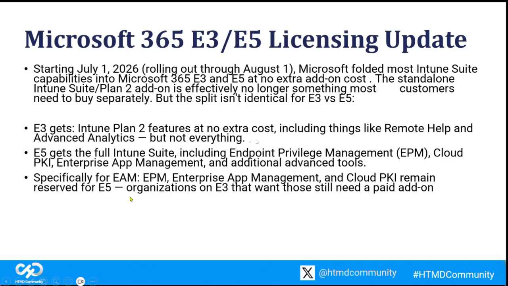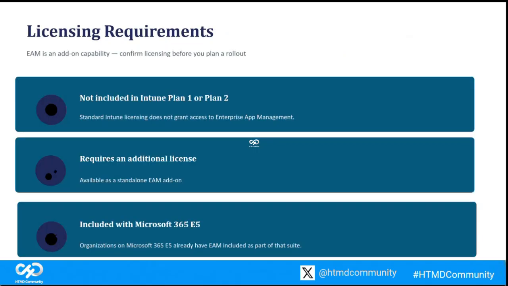And as I mentioned here, specifically for EAM, since we are talking about enterprise app management, you would need the E5 license, right? The E5 license, or you would need a standalone license. If you are someone who doesn't have the E5 license, you probably have to purchase the standalone license. Okay, and obviously it requires an extra license when it comes to an E3 scenario, or a Plan 1 or Plan 2 scenario, where you have not purchased E5 yet.